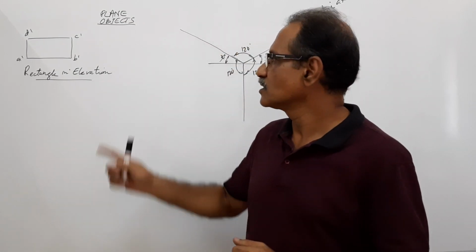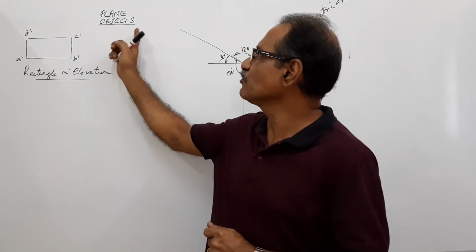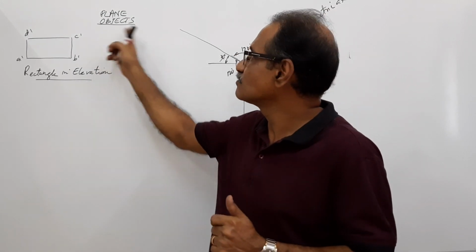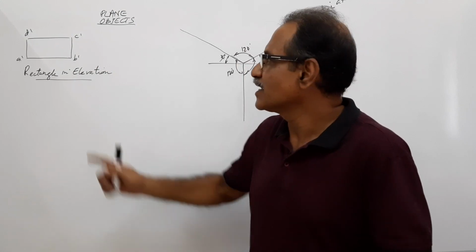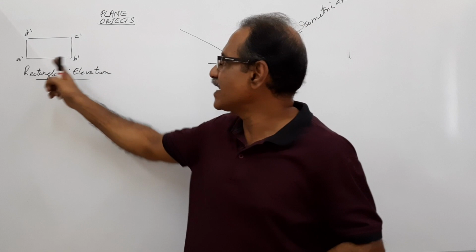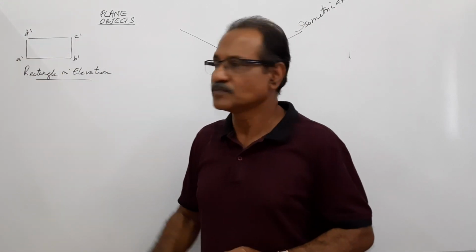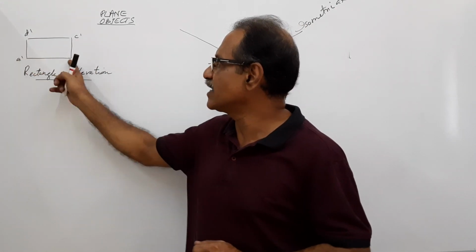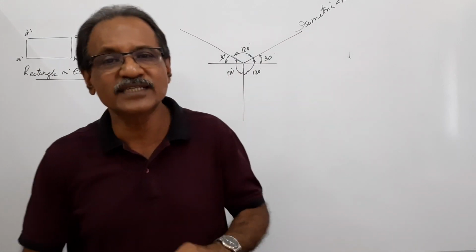Isometric projection: isometric views of plane objects. Let's take a rectangle in elevation, A dash, B dash, C dash, D dash, of any dimension. A rectangle seen in the elevation, A dash, B dash, C dash, D dash. We are going to draw its isoview.